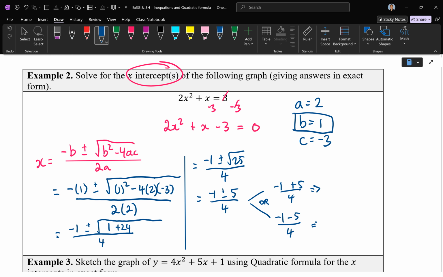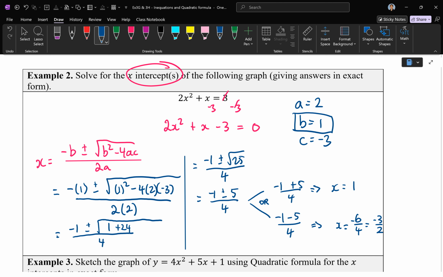You can have x is equal to negative 1 plus that, so that's 1. So 4 over 4 is 1. And negative 1 minus 5 is negative 6. So negative 6 on 4 is the same thing as writing negative 3 on 2.